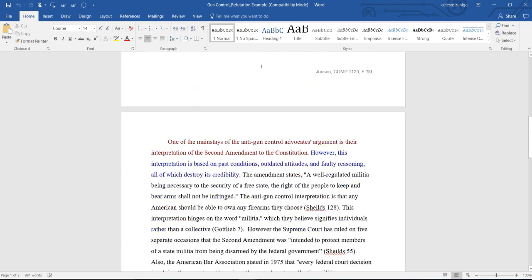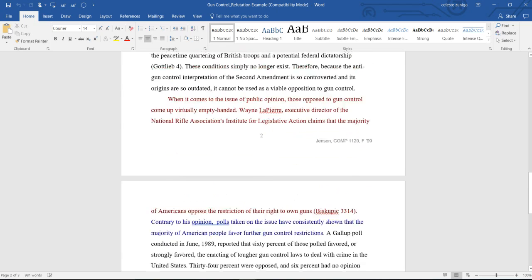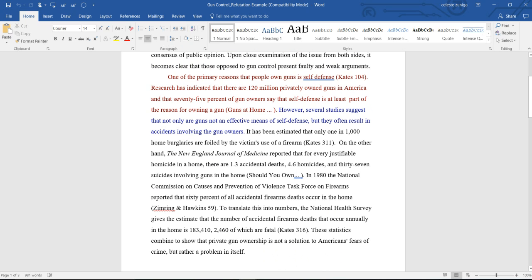Now, this is by no means an A paper. This is a real student example. It's just meant to show you the form, the refutation form itself. It does have some good evidence in here, but there's a lot wrong with it too that I won't go over. So let's read the claim. One of the primary reasons that people own guns is self-defense. Research has indicated that there are 120 million privately owned guns in America, and that 75% of gun owners say that self-defense is at least part of the reason for owning a gun.